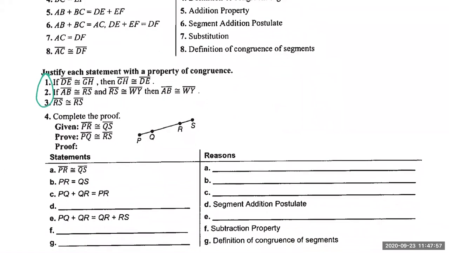What do you think number 1 is? If DE is congruent to GH, then GH is congruent to DE. What property is that?